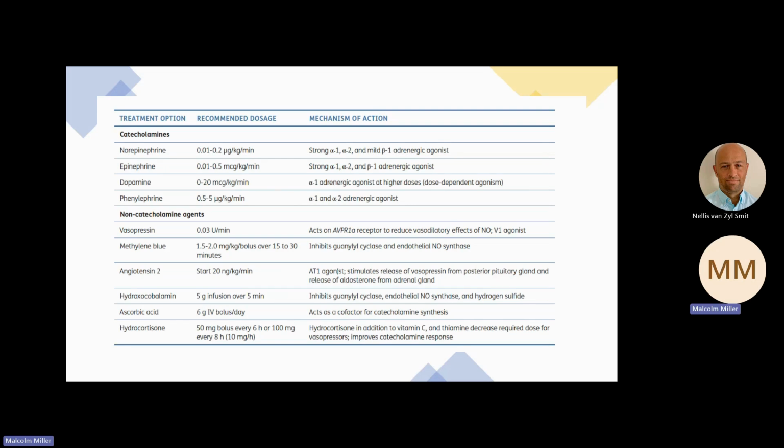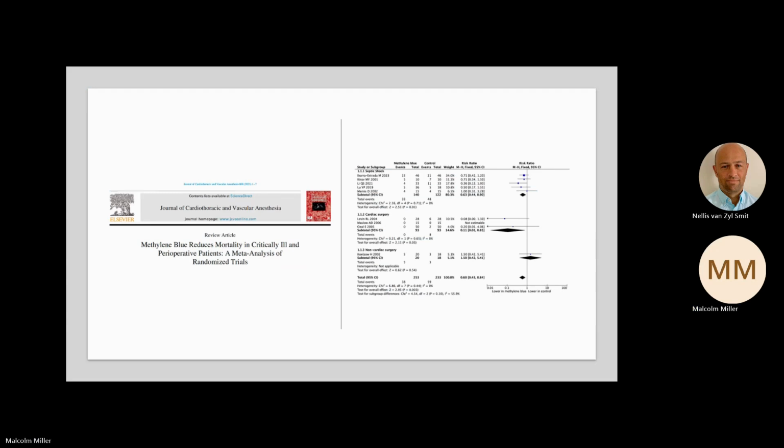And I'm sure we've all talked about it and thought about it, but there's a lot of data now supporting the use of alternative or non-catecholamine agents like vasopressin, which I'd like to touch on, even methylene blue, angiotensin 2, hydroxycobalamin, ascorbic acid, and then hydrocortisone as a permissive effect. But to think about these alternative agents, particularly once we've maxed out on catecholamines.